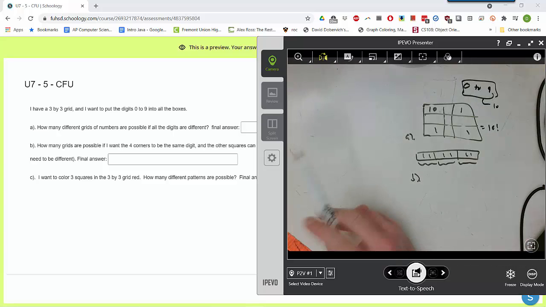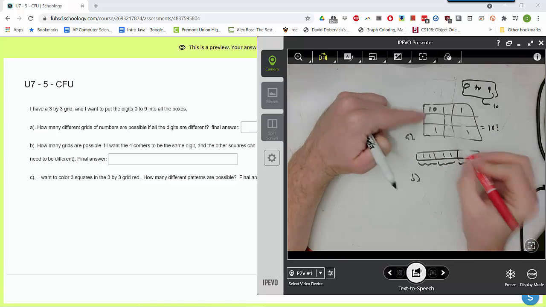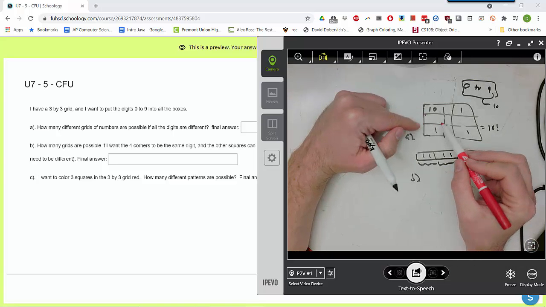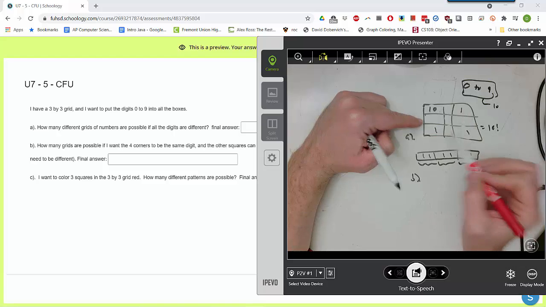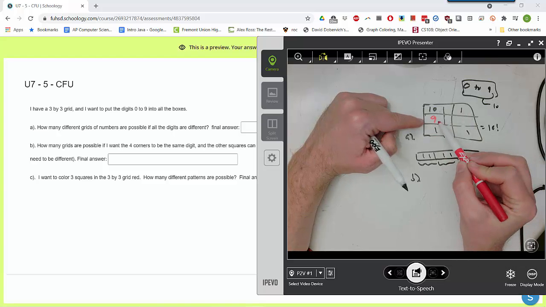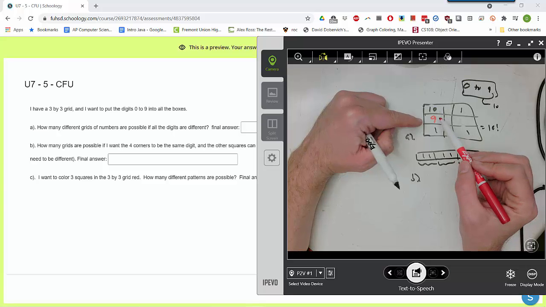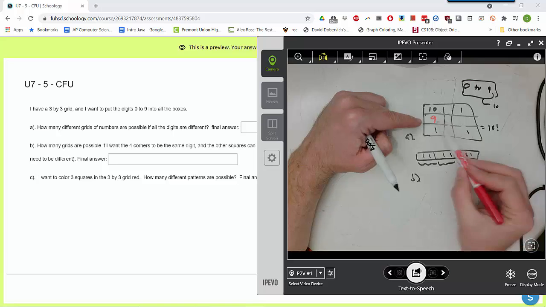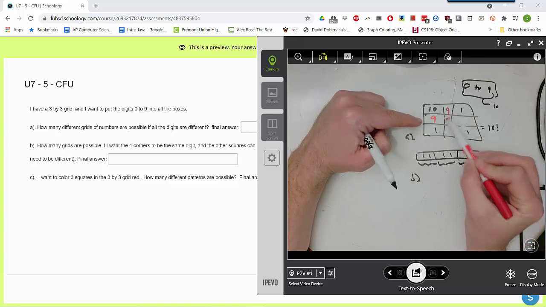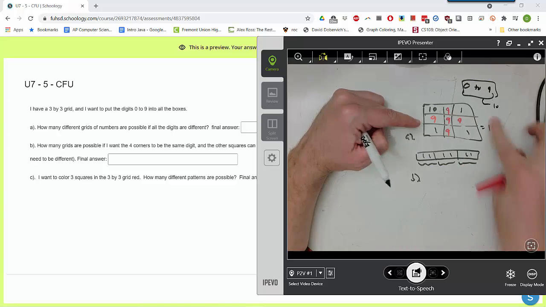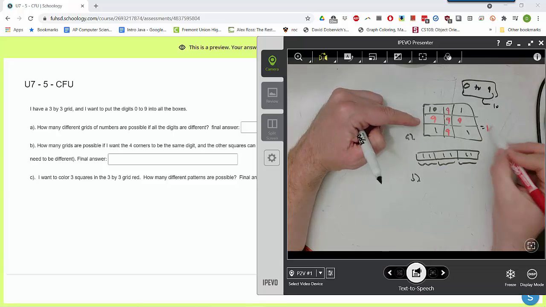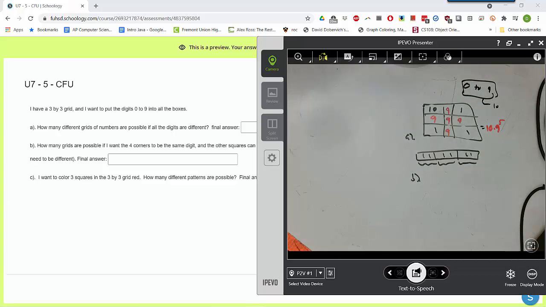Okay, so what about the rest of them? Well, I know that in the interior here, they could be any digits except the one I chose for the corner. So I've got 9 options I could put here because the only option that's excluded is the corner one. The problem says the middle ones don't have to be different from each other. So there's 9 options, 9 options, 9 options, 9 options. So this would be 10 times 9 to the 5th power. Okay, so that's B.